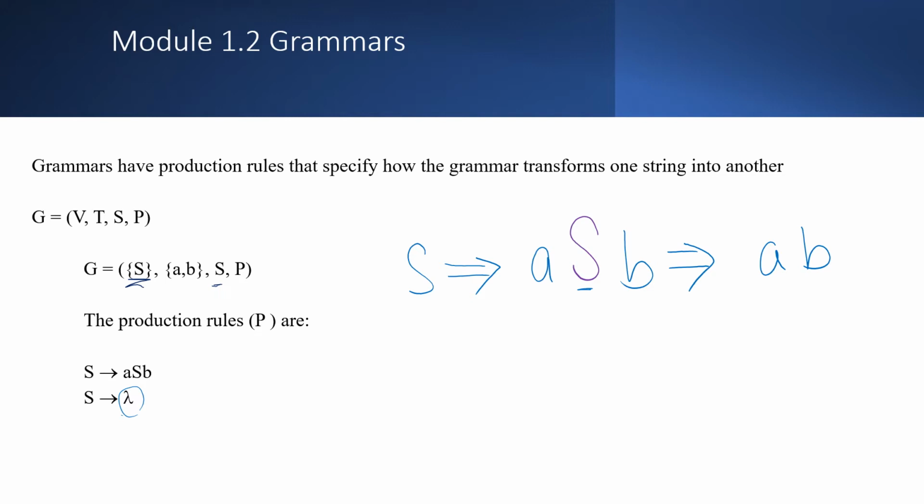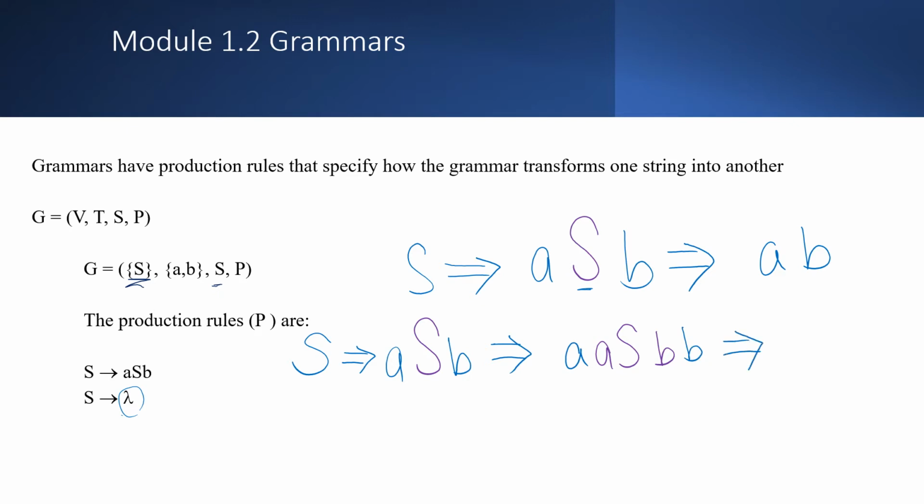Let's try another one, S. This time we're going to do aSb, and then we can have a, but we will replace that S with aSb, and a b. Now we could keep on going, but I'm going to stop here. You can see that each time you can follow the production, and for each S you would just put aSb, until eventually we would just have aabb.